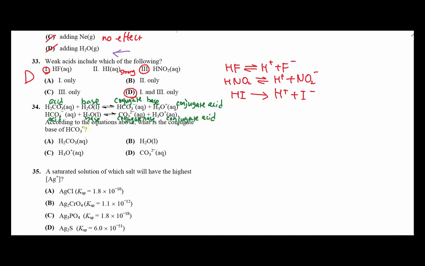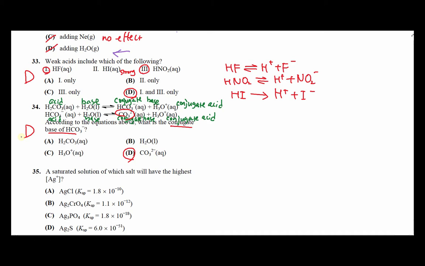Looking at the equations, we want to find the conjugate base of bicarbonate ion. Well, we just found this, right? That's our conjugate base of our acid, bicarbonate ion. Therefore, the answer must be D.